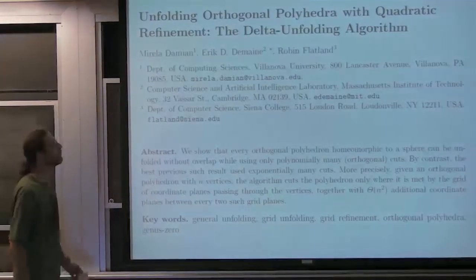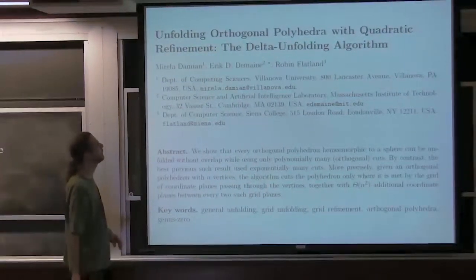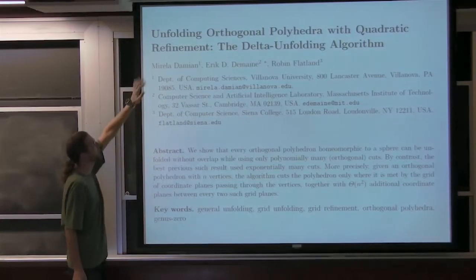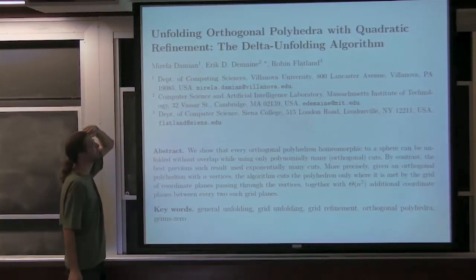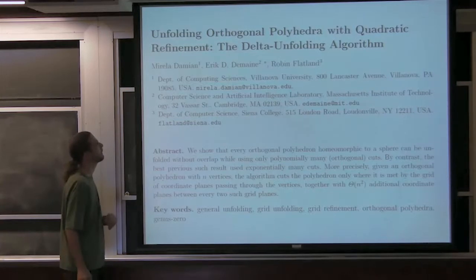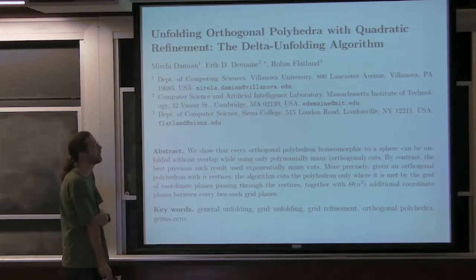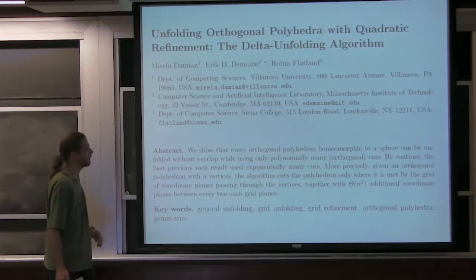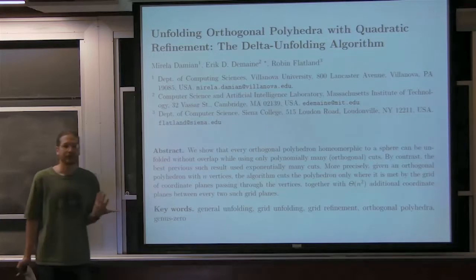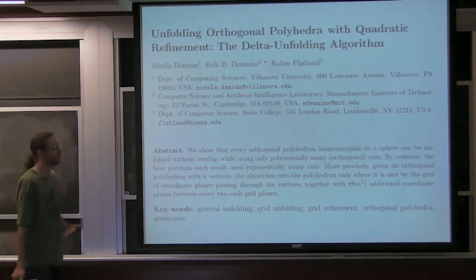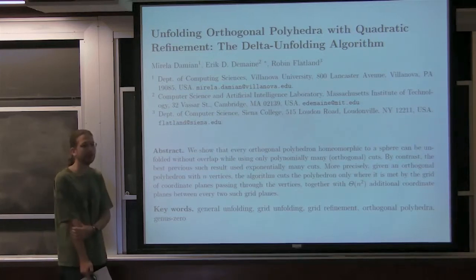And this is a new paper. It's not yet online, but it will be shortly. The final version just went to the journal. Unfolding orthogonal polyhedra with quadratic refinement. So two of the same authors, Mirella Demaine and Robin Flatland, from the Exponential Unfolding. And you may recall we saw a solution in lecture that has exponential refinement. The number of cuts in particular can be exponential in n in the worst case.